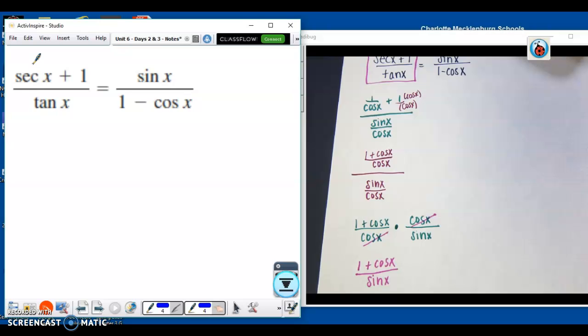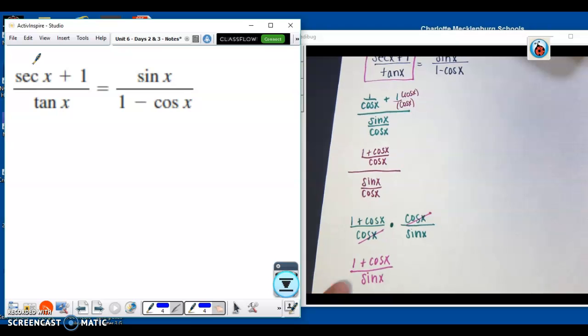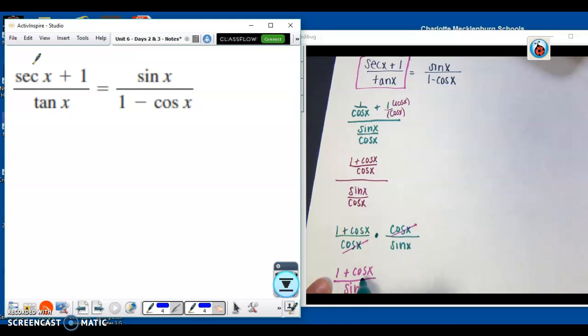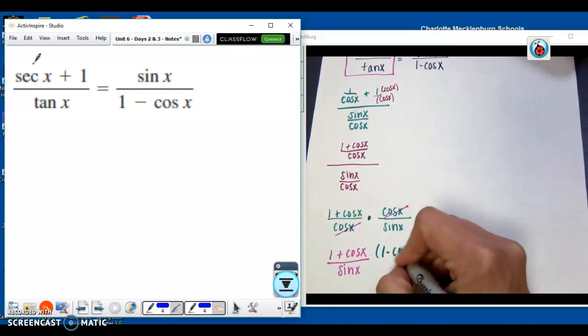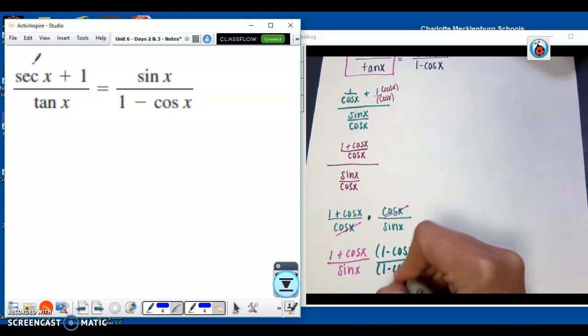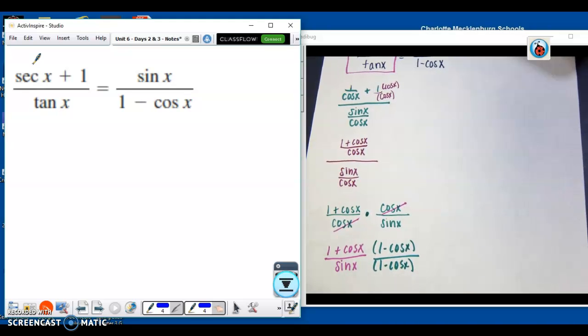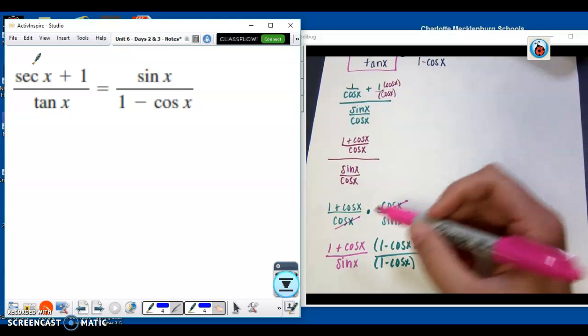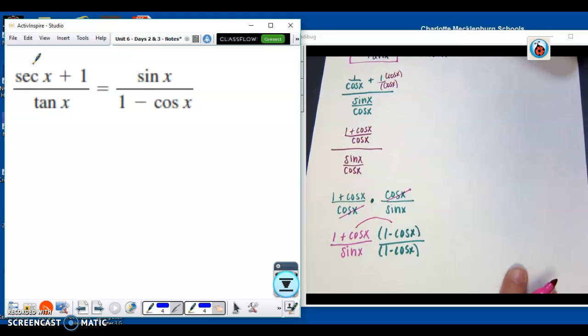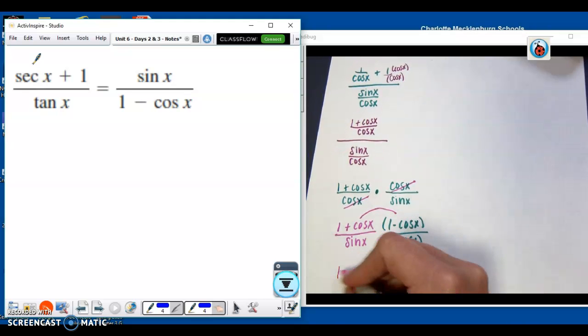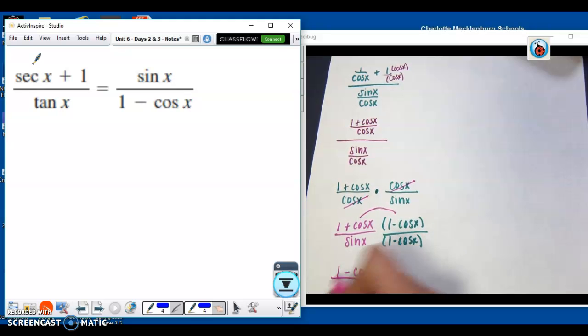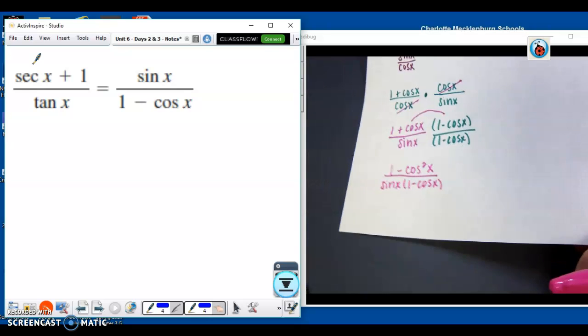Those look very similar to each other except they're flipped, and it's 1 plus cosine x instead of 1 minus cosine x. So we had a problem like this on the third problem we did. Remember I told you can multiply by the conjugate, and then that will take care of it. So because this is 1 plus cosine x, I'm going to multiply by 1 minus cosine x in the numerator and the denominator. Alright, so when you multiply 1 plus cosine x times 1 minus cosine x, because those are conjugates, it will give you 1 minus cosine squared x. And then in the denominator, I'm not going to multiply those out.